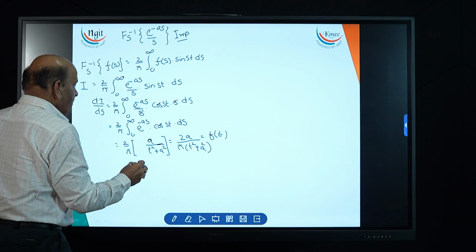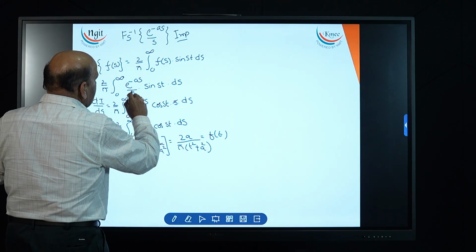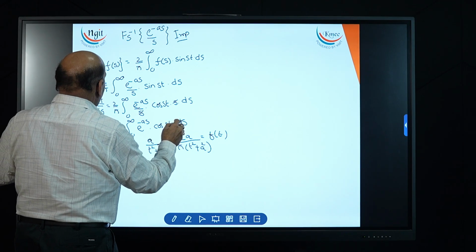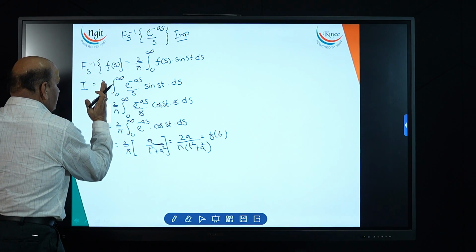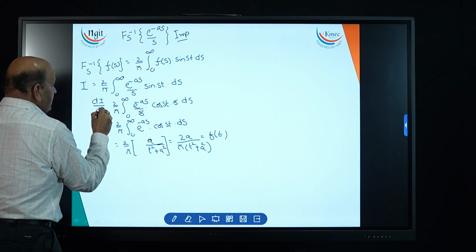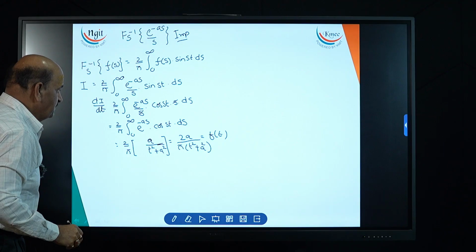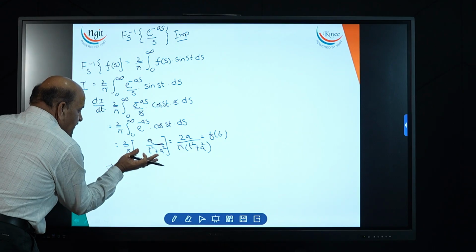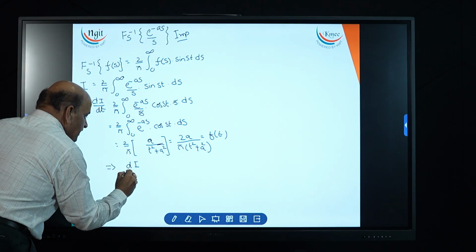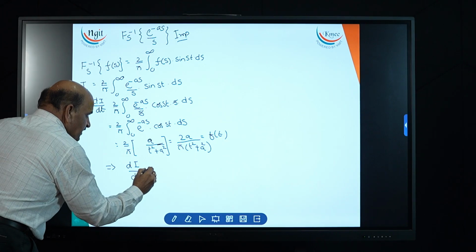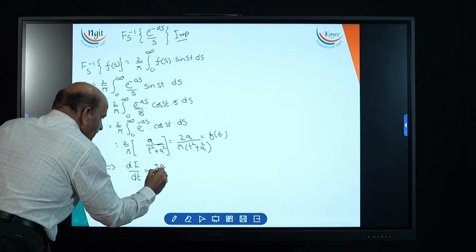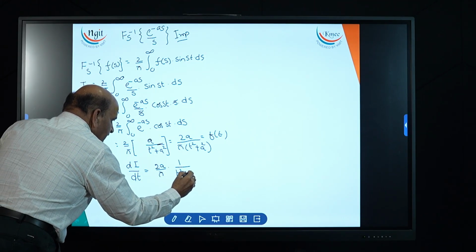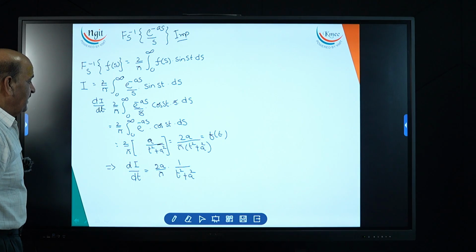Here one more point. With respect to this integral, this is inverse. So the output should be in terms of what? This is not with respect to s, this is with respect to t. Then only s will come out, t will come out. So now this implies dI by dt is equal to 2a by pi into 1 by t square plus a square.